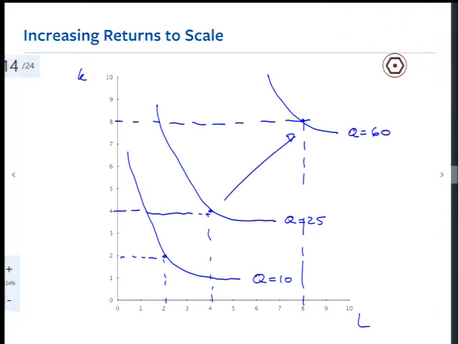Could be 60, 70, 80, whatever you want it to be, but it just has to be more than doubling. If you wanted to draw the same thing for decreasing returns to scale, the label here would be somewhere between 10 and 20. So 15 maybe. And if this is 15 and you double again, it has to be somewhere between 15 and 30, so 25.